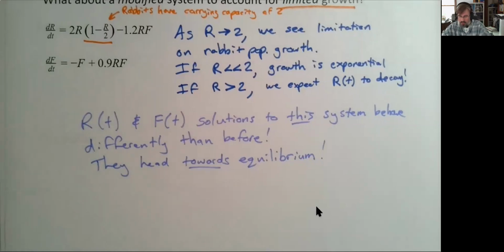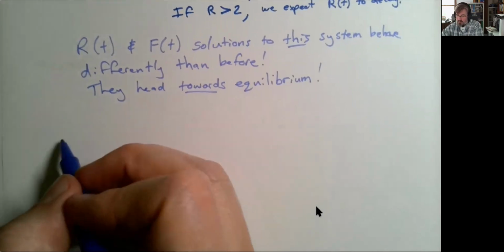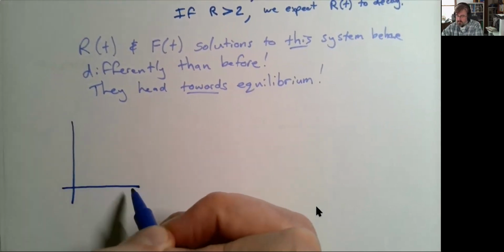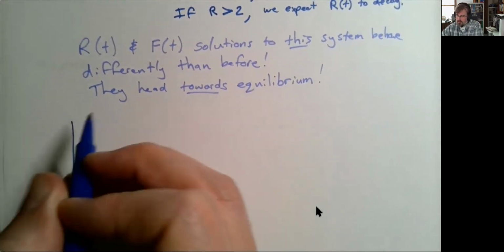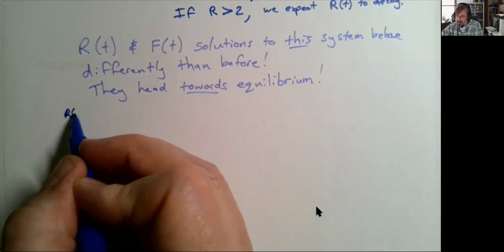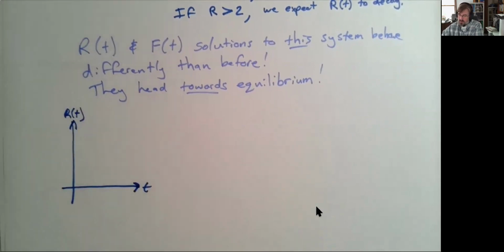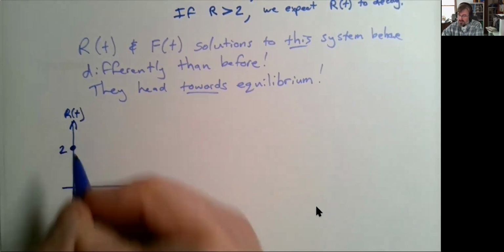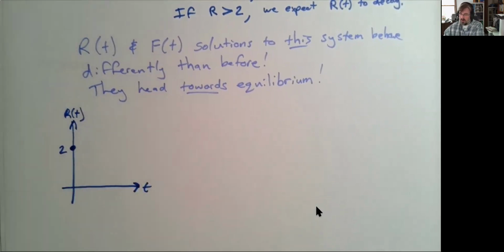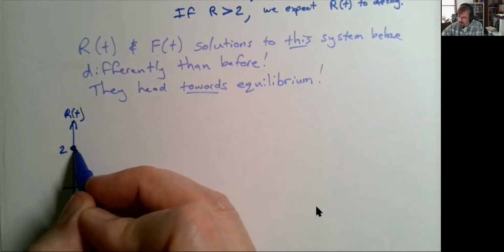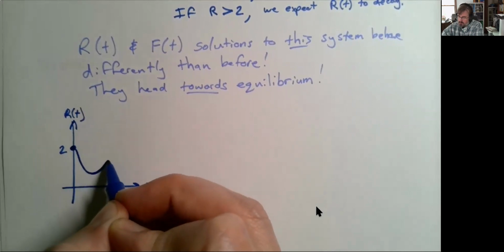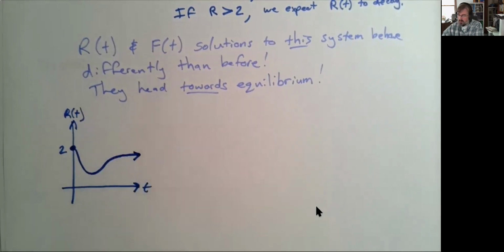So I'm going to draw a couple of graphs that we could produce in Maple by doing a scene. The first one will just be rabbit population versus time. And if we started at a rabbit population of, say, 2 over time, and this is with a fox population, right? So we'd see an initial dip, and then it kind of goes up, and then it kind of levels off like this.